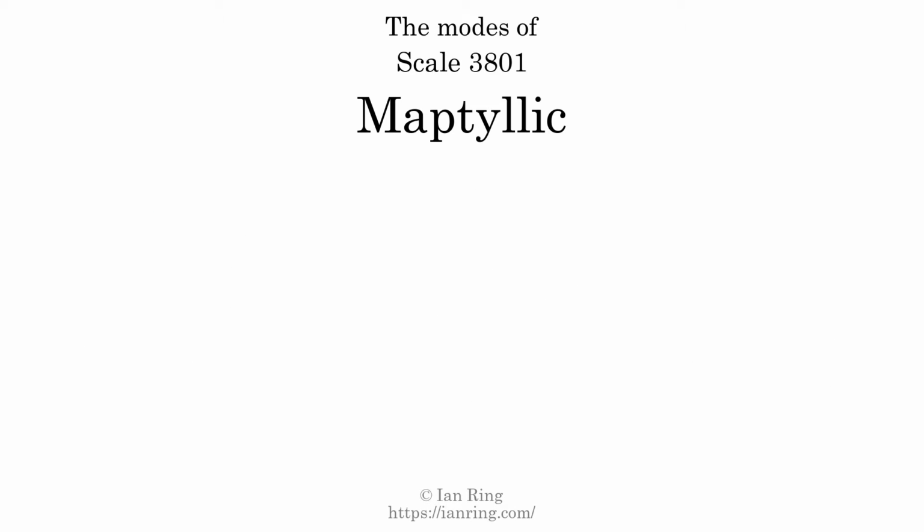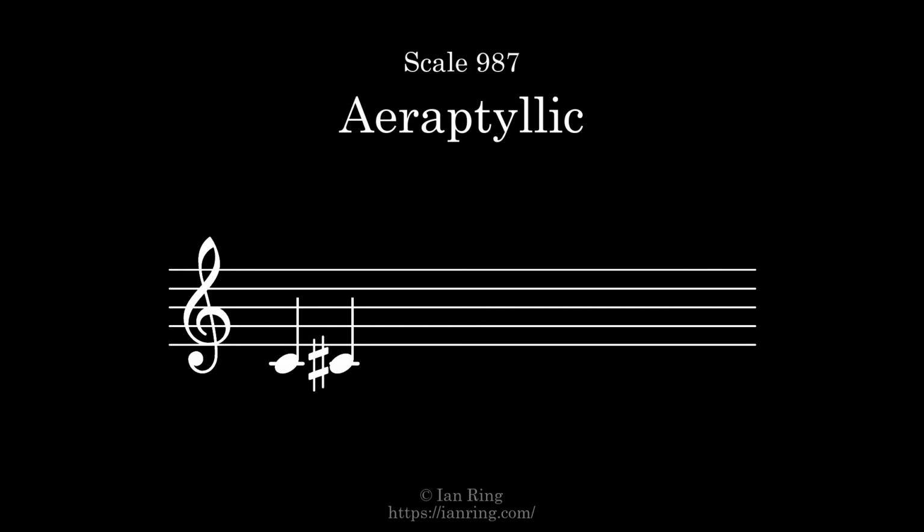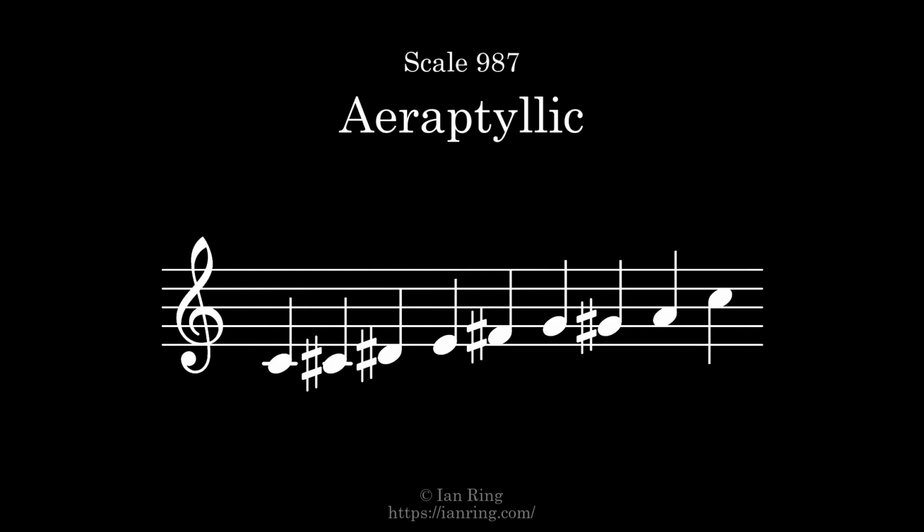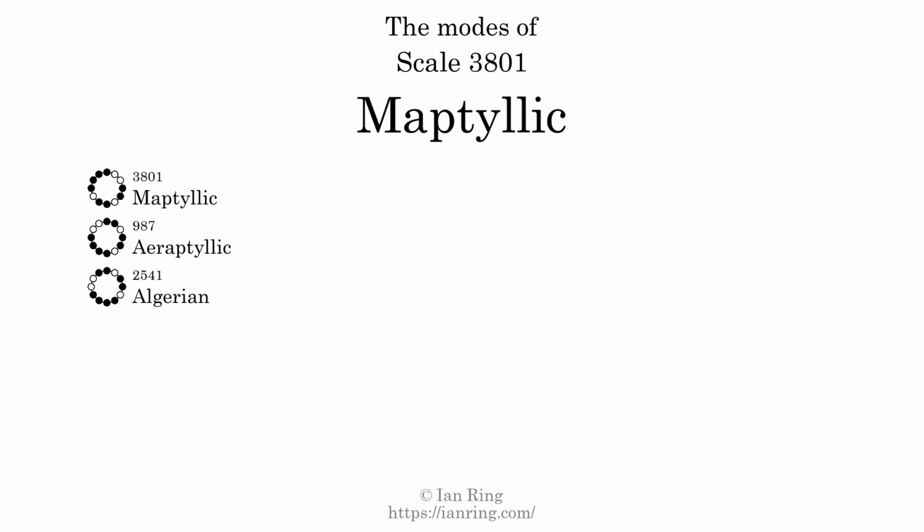This scale has 8 modes. The first mode is itself. The second mode is scale 987, also known as Maptyllic. It sounds like this. The third mode is scale 2541, also known as Algerian. It sounds like this.